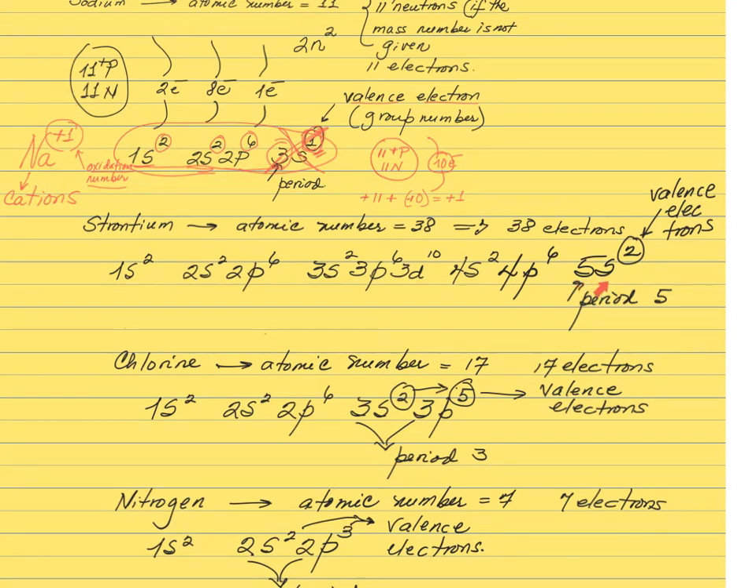You are going to ask yourself, is it going to be easier for the strontium to gain 6 or just to let go of these 2? Which one is going to require less energy? Letting go of 2 or accepting 6? Of course, letting go of 2 is going to require less energy. That is the tendency. The tendency of the metals is just to lose the electrons. Consequently, this is what's going to happen.